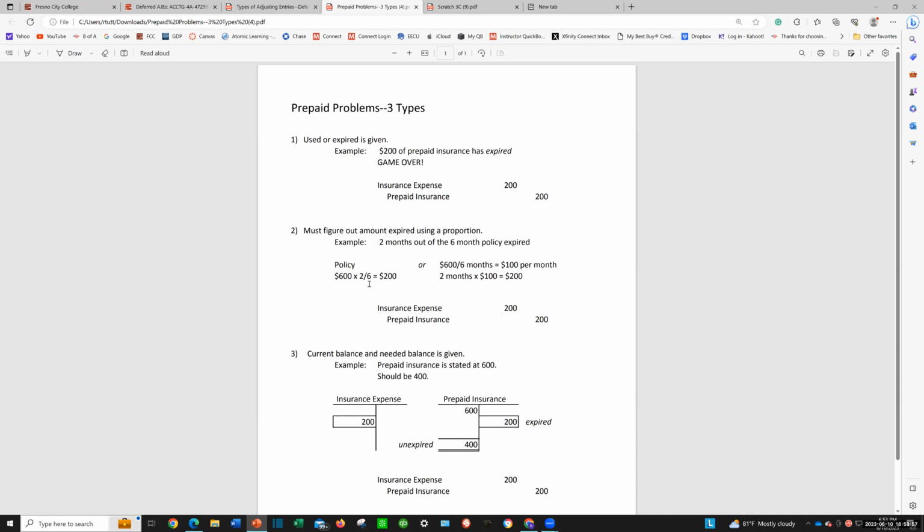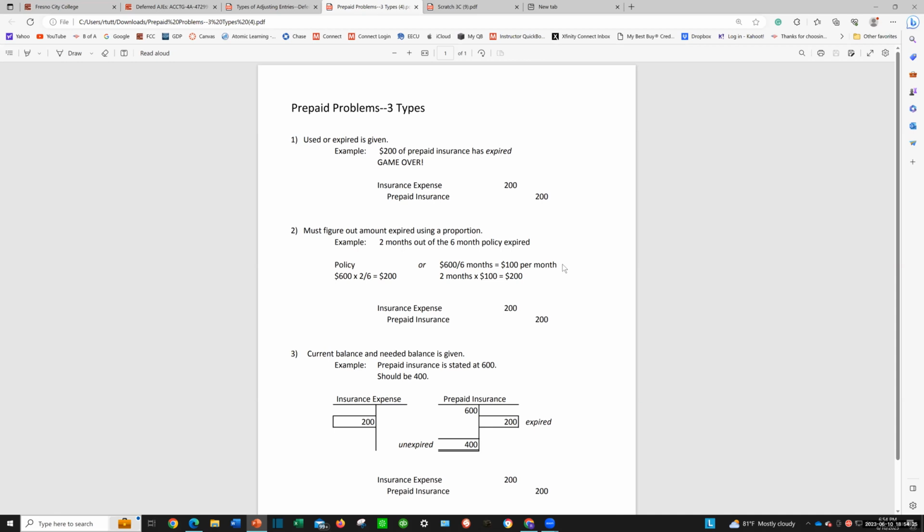So I'm going to give you another way of looking at things, and you can do this if you'd like. We know that we have a $600 policy, and it's going to cover us for 6 months. So that means that our policy is going to expire $100 per month. And how do I figure that out? Well, 600 divided by 6 months, that's your $100 a month.